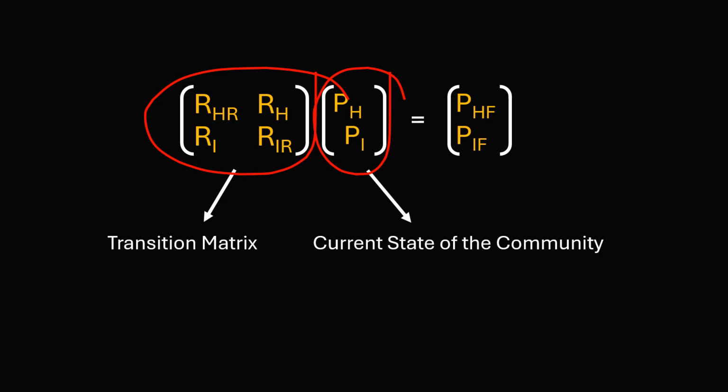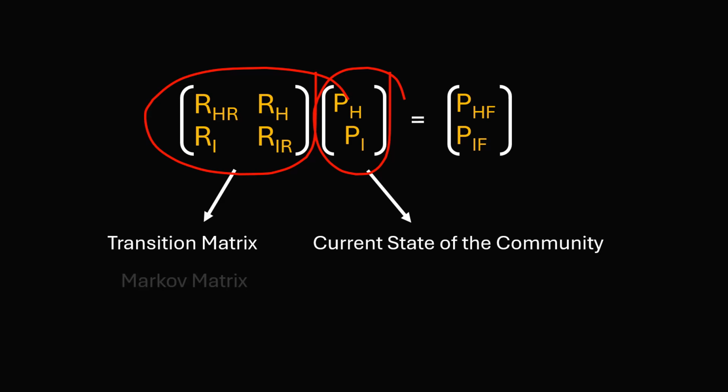Now why is this called a transition matrix? Because it makes the population distribution transition from day 0 to day 1 and so on. Meaning it helps us calculate the changing population of healthy and infected people every day. So basically it helps us calculate how population transitions from one day to another.